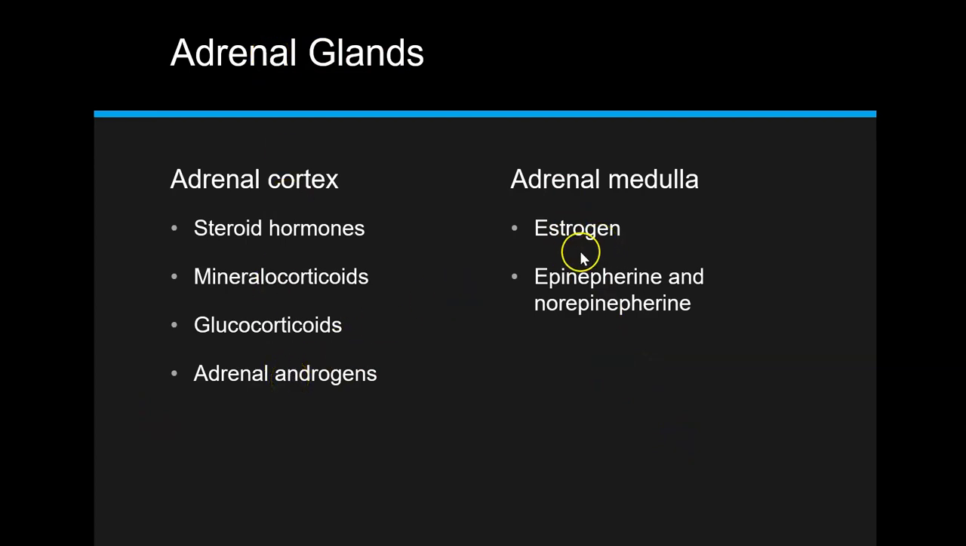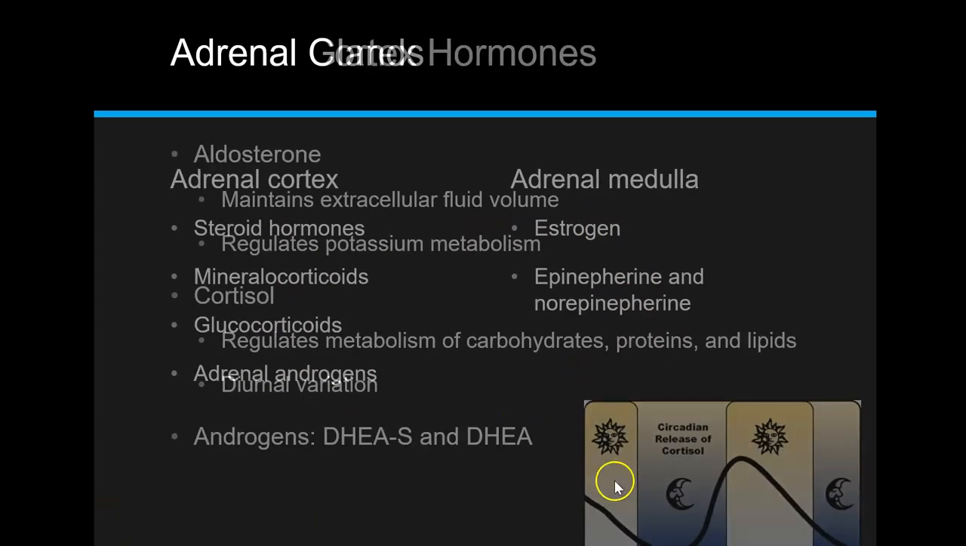So this is where, and we'll talk about this later when we get to the reproductive system, but males have a certain amount of estrogen that's produced, and females have a certain amount of testosterone that's produced, and this is where some of this is coming from.